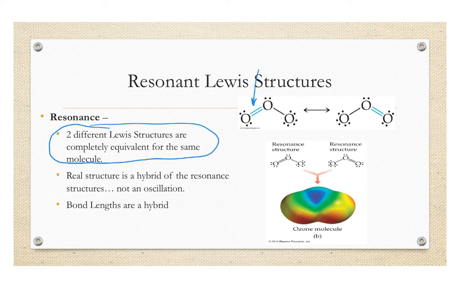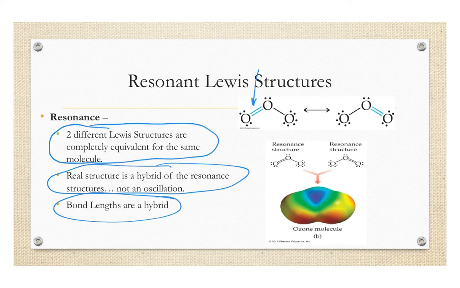And in reality, the real structure is actually a hybrid of them both. So it's not like the double bond flips back and forth. It's more like there's 1.5 bonds on each side. And that then makes the bond lengths a hybrid as well, which would explain why they are the same on both sides, same distance on both sides.